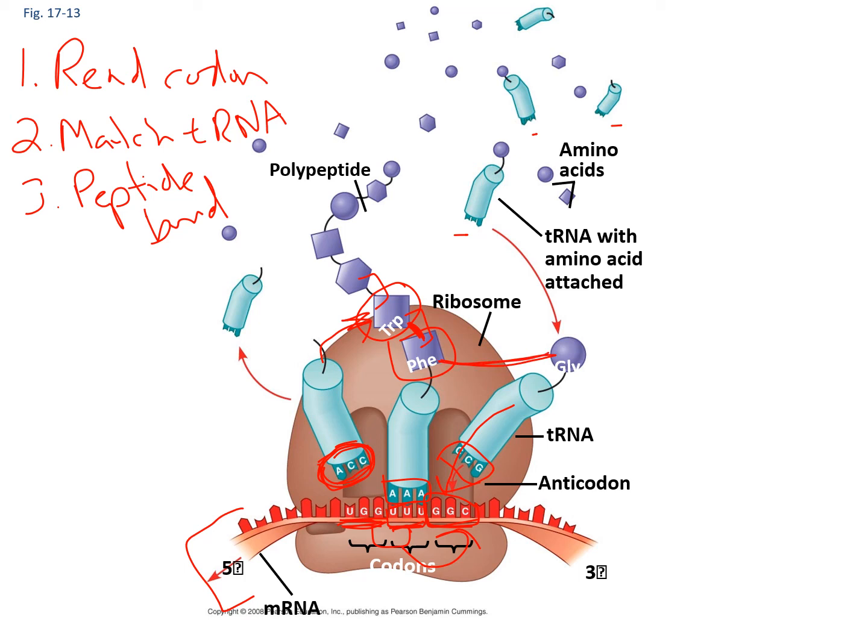And it continues to do that. The ribosome will continue sliding along the mRNA, reading the codons, matching the appropriate tRNAs, and forming peptide bonds. And that's how you create the protein from an mRNA.